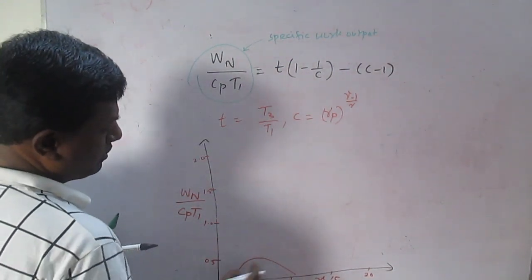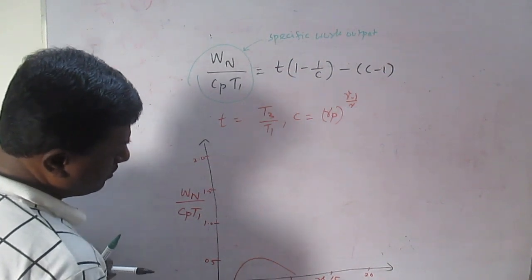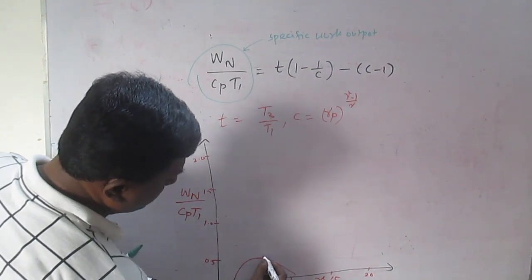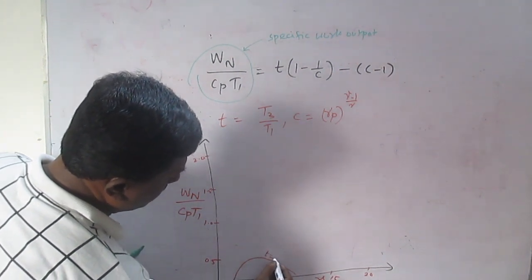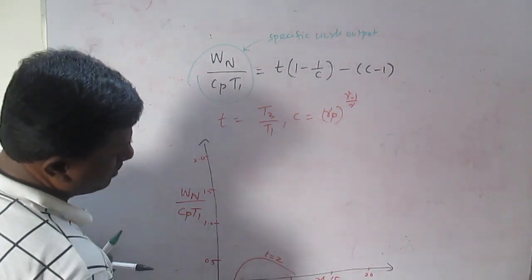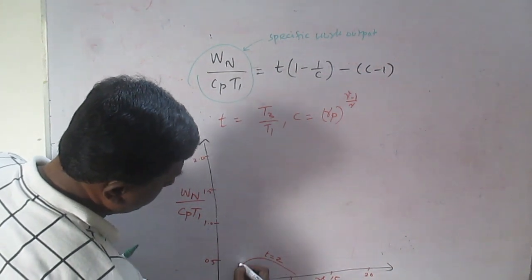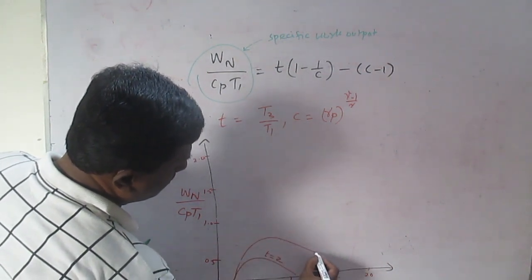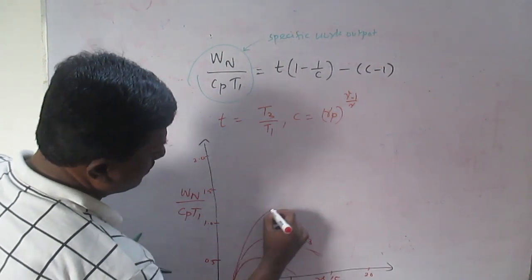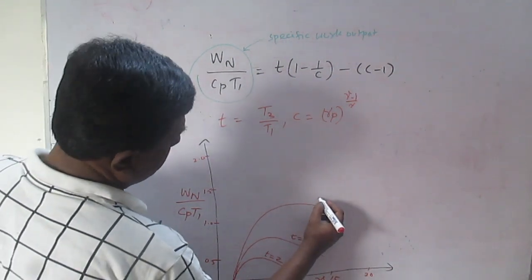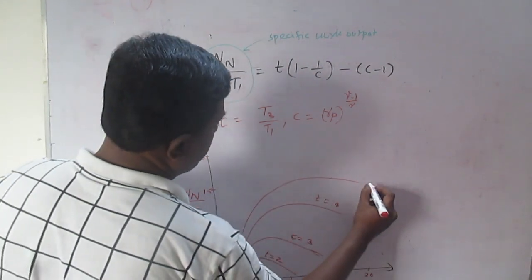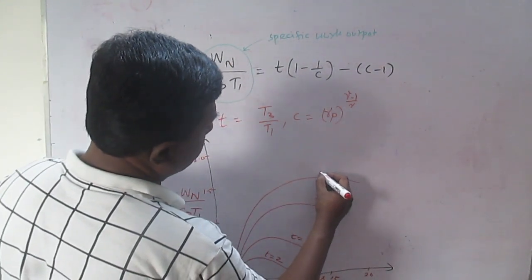So for that we are getting this kind of graph. Then, for the fixed value of t, that is t equal to 2, this curve becomes like this. Then another curve, it is for t equal to 3. Then this is t equal to 4. Then we have this one, so this is t equal to 5.